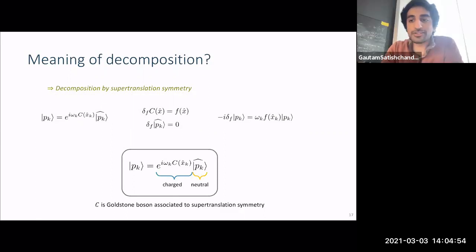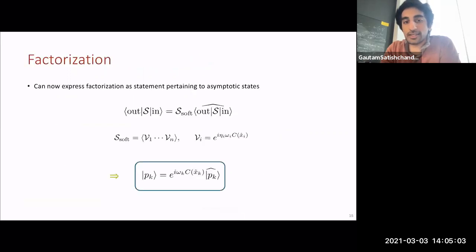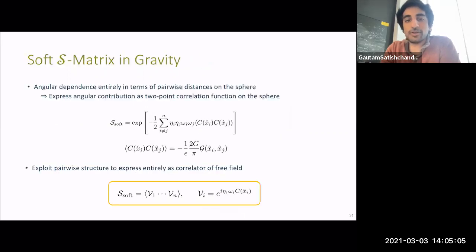Can I ask a quick question? Yes. Just to make sure I'm following. So you had some 2-point function for C. That 2-point function, if you take derivatives of that, like that d sub x that you had before, is it a delta function on the sphere? Yeah. Oh, okay. Thank you.